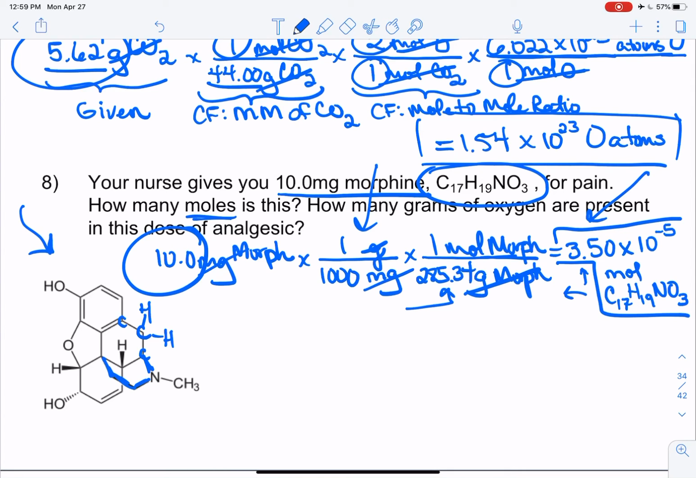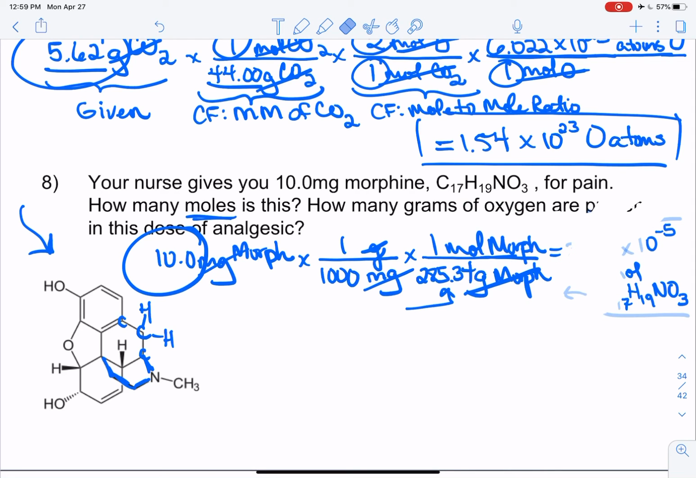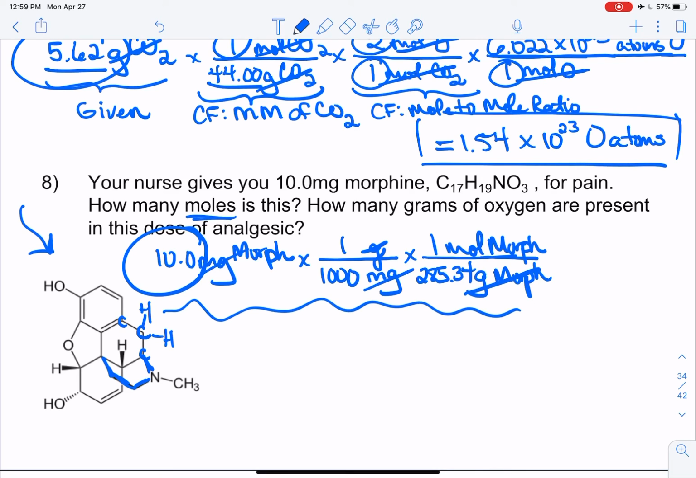Now the next part of the question says how many grams of oxygen are present in this dose of analgesic. So what we can do is we can start the problem all over again, or we can continue on from moles of morphine. So I'm going to erase this right here and show you that we're going to continue on from here. Now, if you guys want to write the whole problem out again, that's totally okay, but you'll see that the first 3 steps are exactly the same.